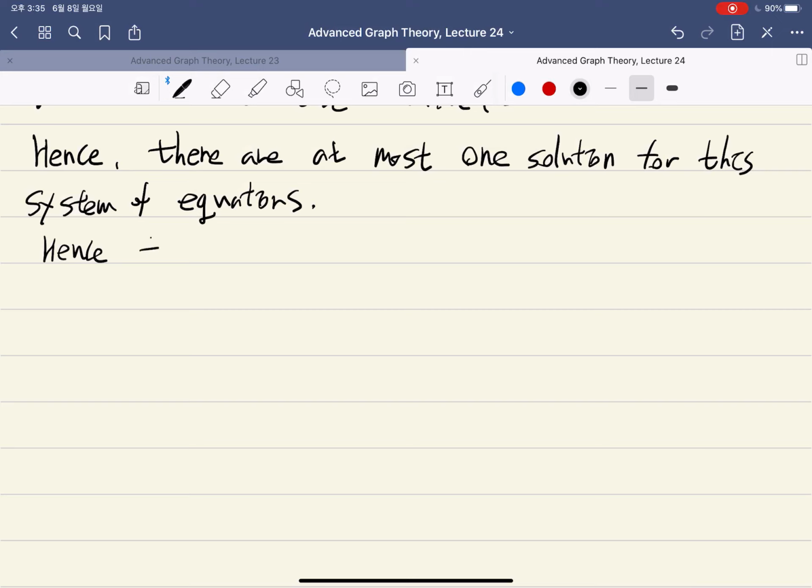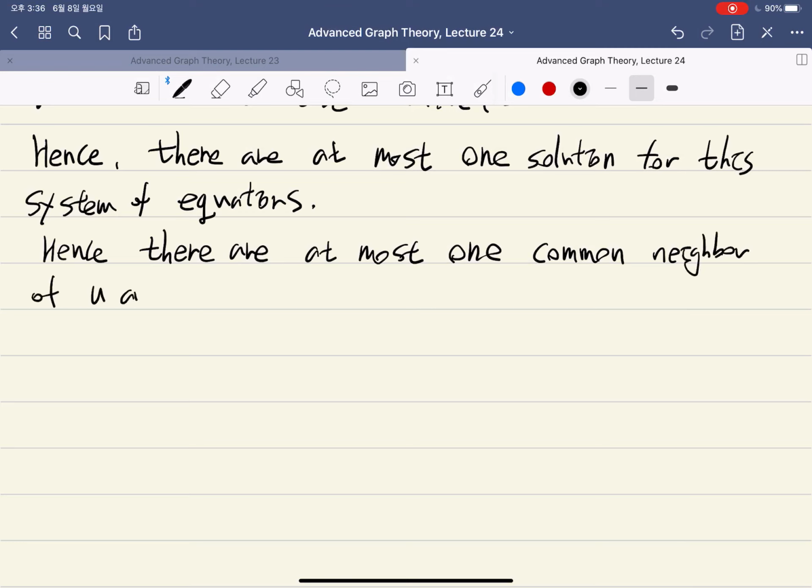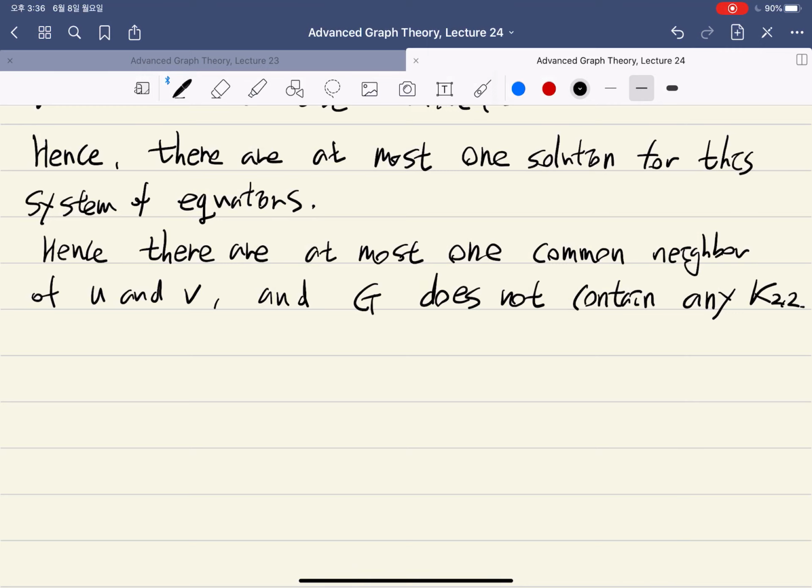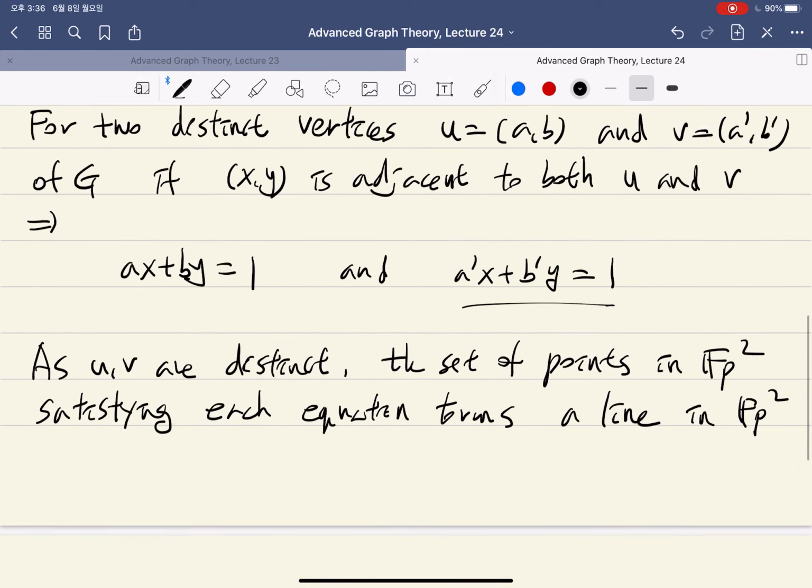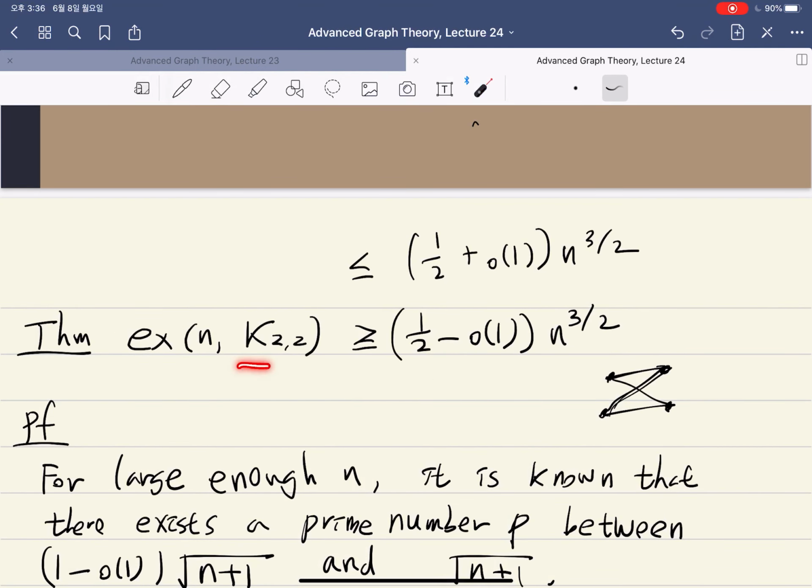Hence, there is at most one common neighbor of U and V, and it does not contain any K_{2,2}. So this shows that it doesn't contain K_{2,2}. Then, does it have this many edges?